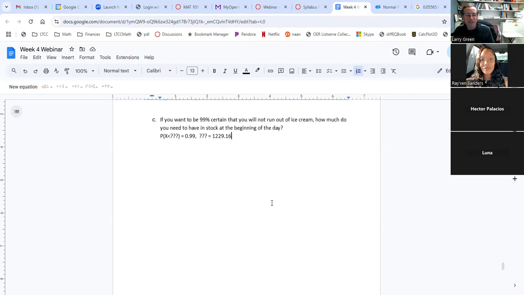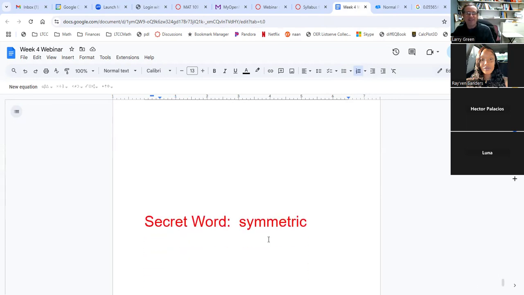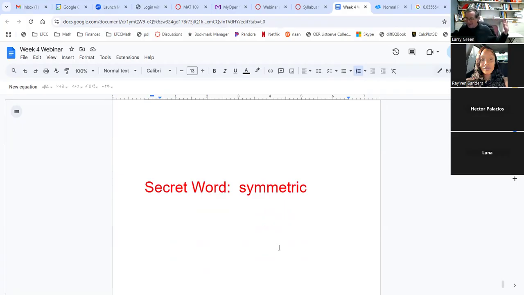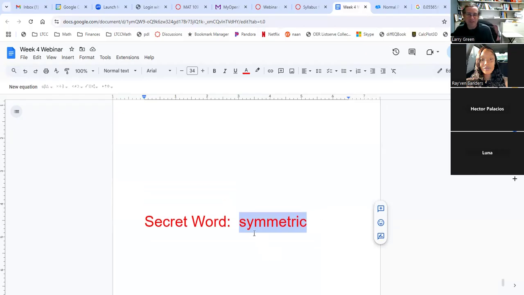Okay, so the last thing to do is the secret word. Again, this is one of the easier weeks of the class, so it's kind of a shorter webinar, but you have your project to do and an exam. And the secret word is symmetric, because the normal distribution is symmetric about its mean. Left and right are the same. So that's why I figured that'd be a good word. It's not one you just guess randomly, but it's one you'll understand and maybe remember. Write it down and make sure you put it in the secret word place. So the secret word is symmetric.